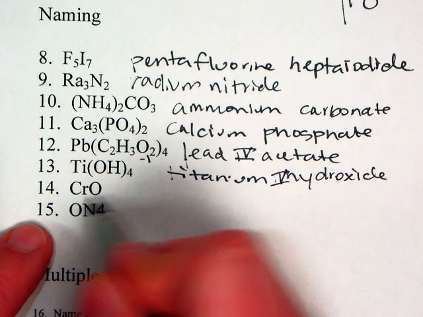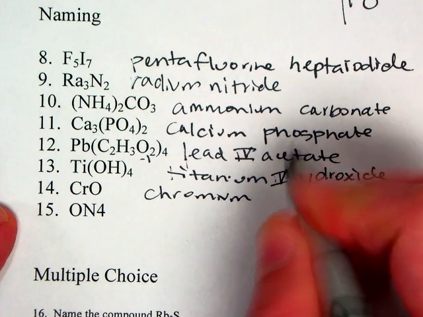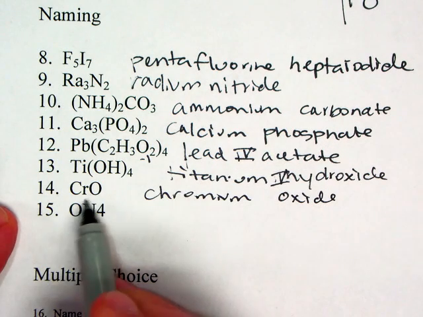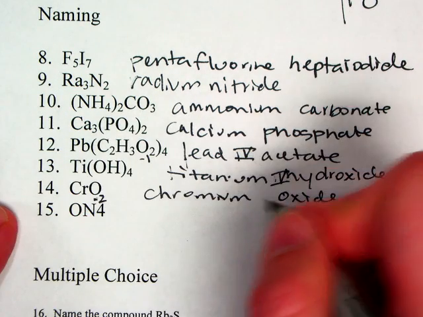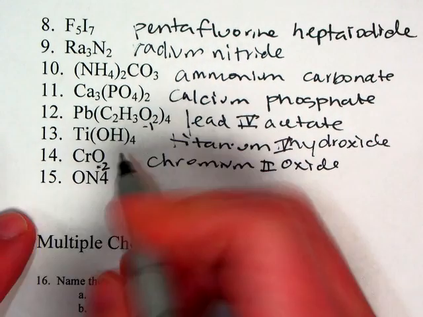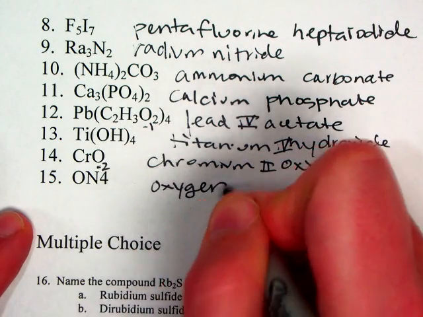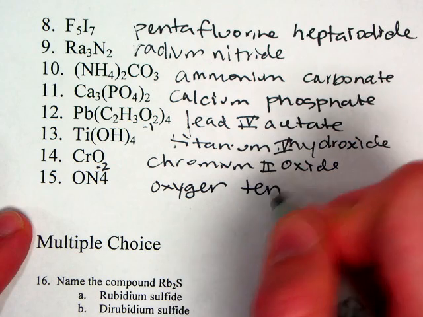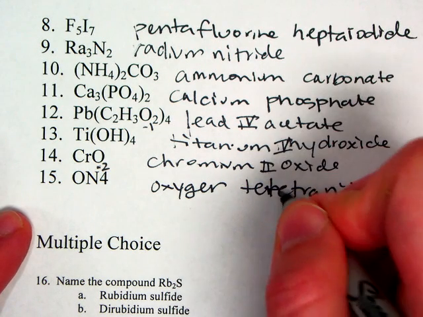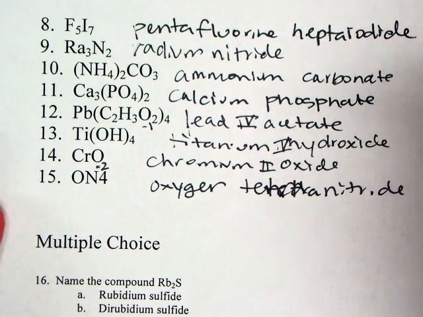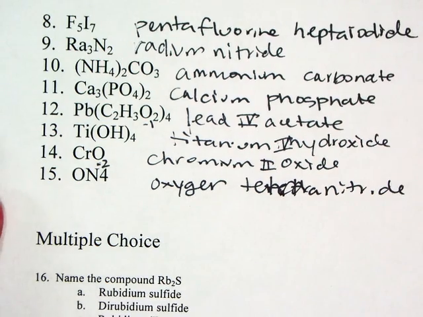Here you've got chromium and oxygen. Chromium is a metal, so at least there's no prefixes. Chromium, and then oxygen is oxide. However, chromium is a transition metal, so we do need Roman numerals. Oxygen is -2, so to cancel it out, chromium must be +2. And finally, you've got ON4. You've got 1 O, so that's oxygen, and 4 N, so tetranitride, T-E-T-R-A. Wow, gross. And you do use prefixes there because oxygen is a non-metal.